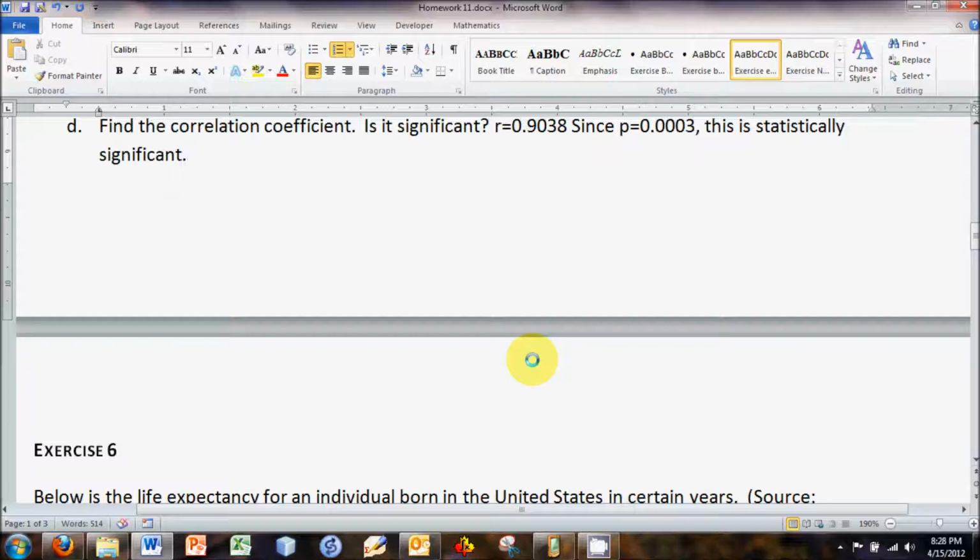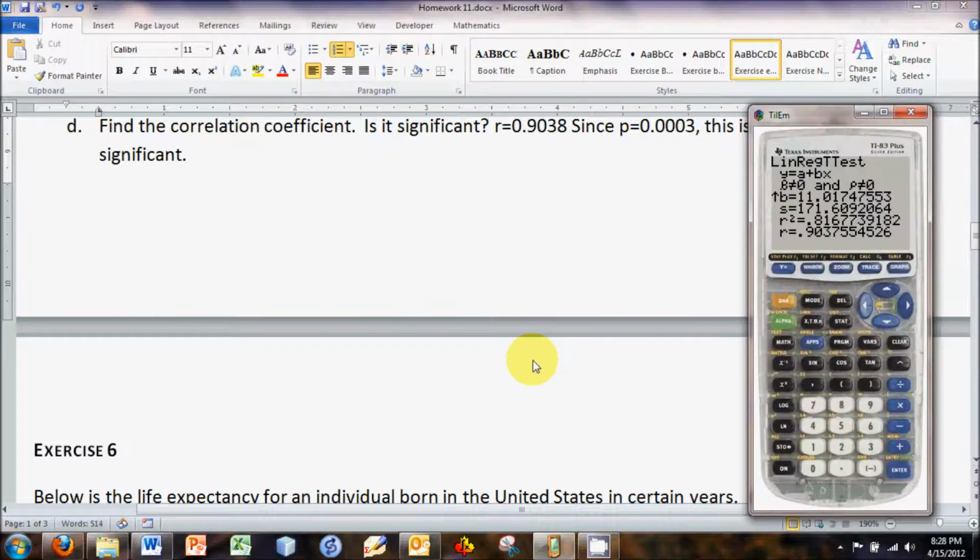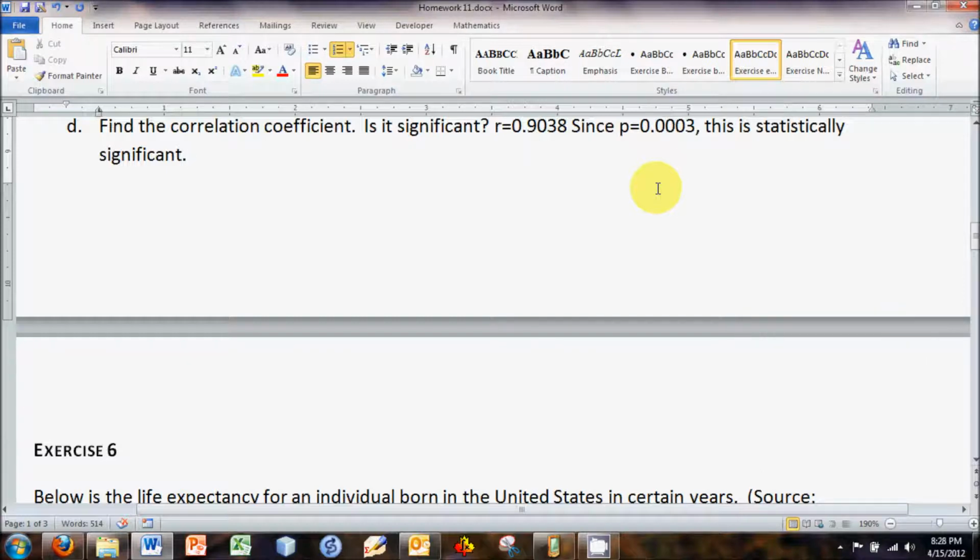Now the other number on this list is not being asked for in this problem, but I think I should mention it anyway, and that's the r squared value. That is called the coefficient of determination. It's generally expressed as a percentage, and so we would say that this is an 81.6 or 81.7% coefficient of determination.